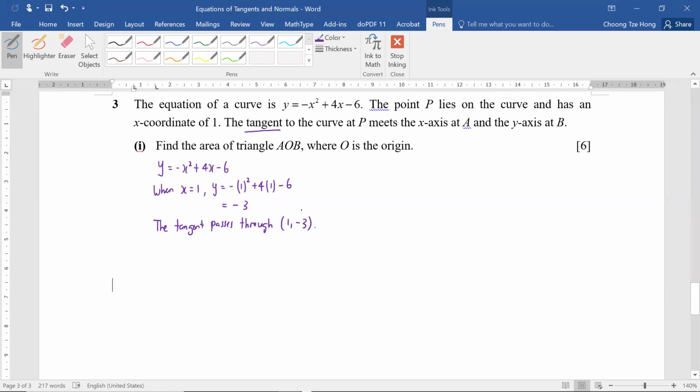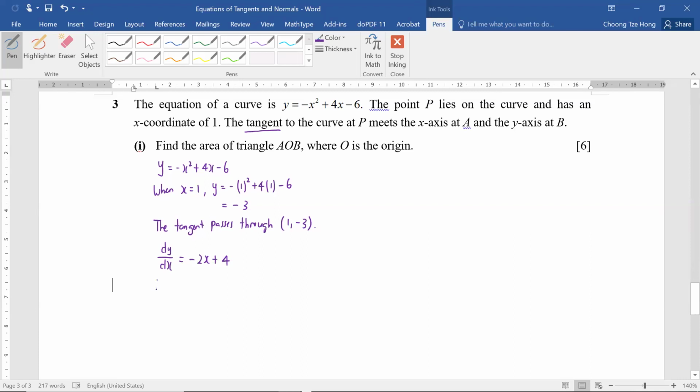The next thing we need to find out is the gradient of the tangent. To find the gradient of the tangent, remember, we can find dy/dx, because dy/dx is the gradient function of a curve. When we sub different values of x inside, we will be able to find the gradient of the tangents at different points on the curve. So we are going to do dy/dx. This particular equation is very easy to differentiate. We'll get negative 2x plus 4.